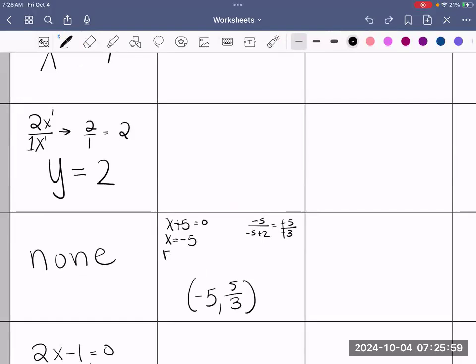So find the canceled term, and then plug in x into the reduced form or your simplified form.